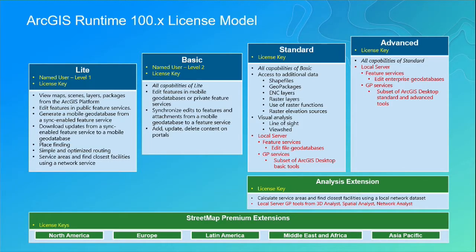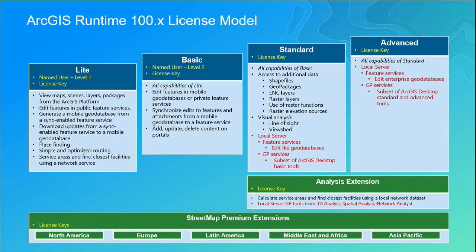So the key thing to keep in mind here is there's 4 different runtime license levels: light, basic, standard, and advanced. There's 2 extensions in green on the bottom here: analysis extension and street map premium. If we cover the license models associated with runtime, there's 2 different license models. One is named user, and the other one is license key or deployment license.